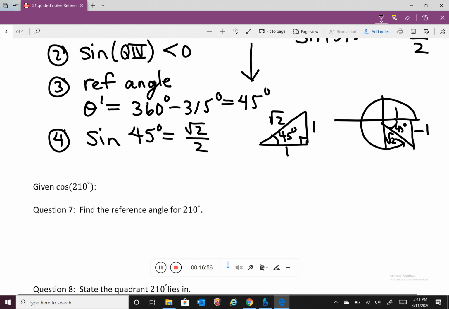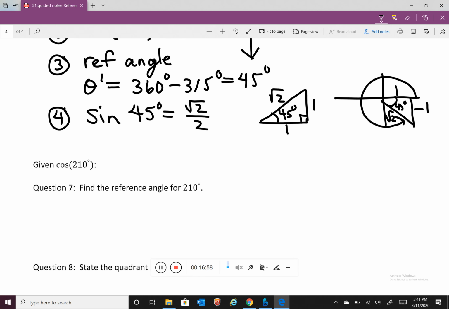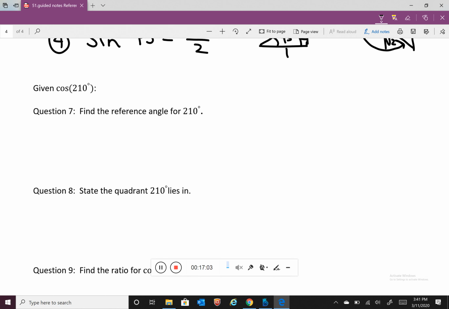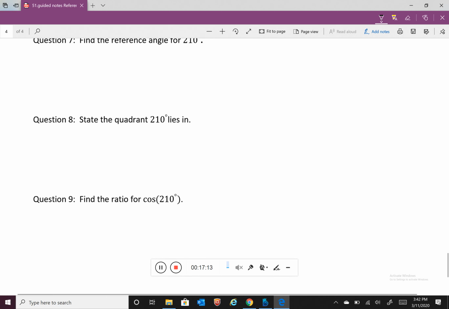So given cosine of 210 degrees, find the reference angle for 210 degrees. State the quadrant 210 degrees lies in. And find the ratio for cosine of 210 degrees. And is this ratio going to be positive or will it be negative?